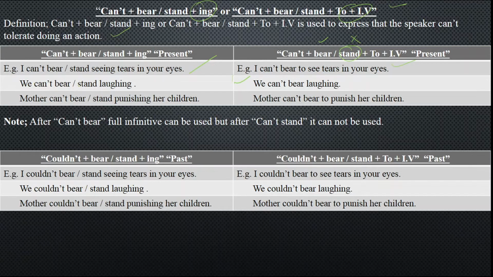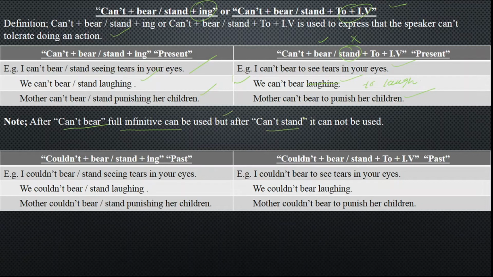We can't bear or stand laughing. We can't bear laughing, but you'll not say we can't stand bear laughing. Clear? And here I've used bear laughing, but we can't bear to laugh because it is to plus first form of the verb. In the same way, mother can't bear or stand punishing her children, and mother can't bear to punish her children. Now, the note: can't bear plus full infinitive can be used, but can't stand.